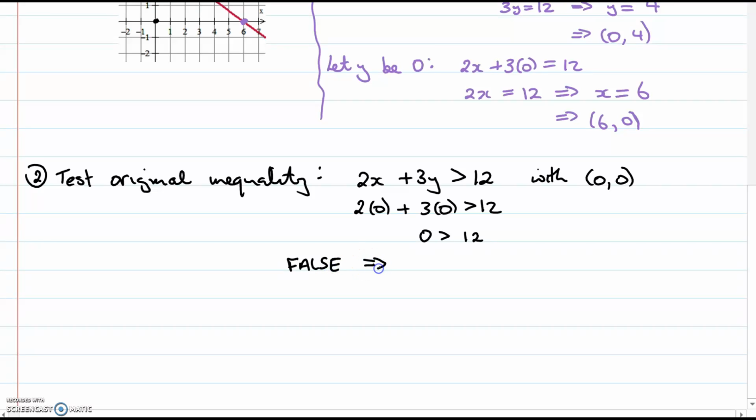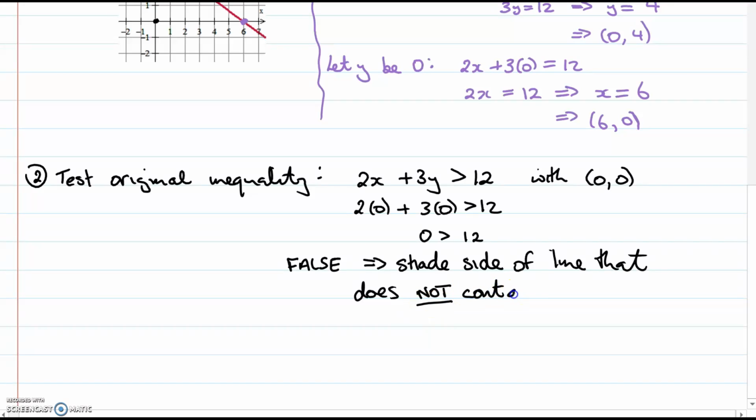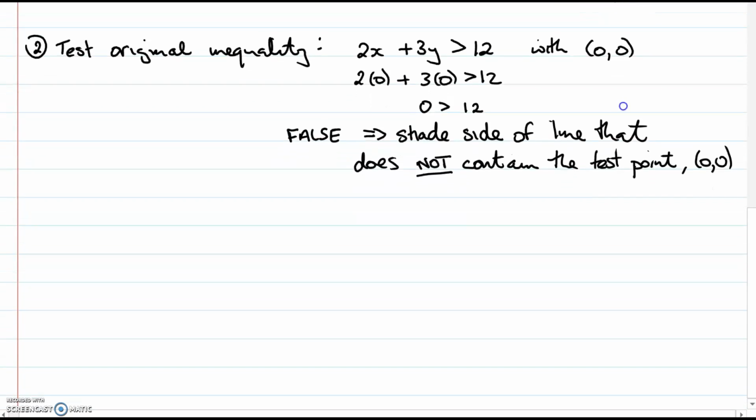So what we do then is we shade the side of the line that does not contain our test point. Our test point was (0, 0). We shade the side of the line that does not contain the test point, which was (0, 0).